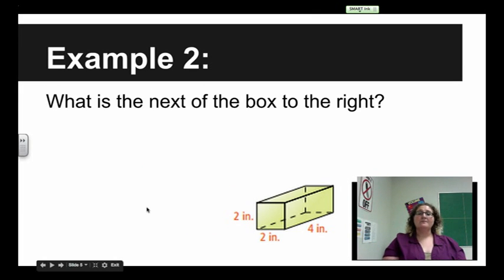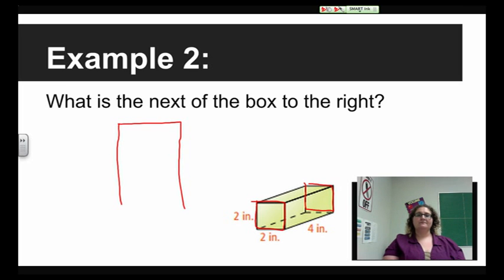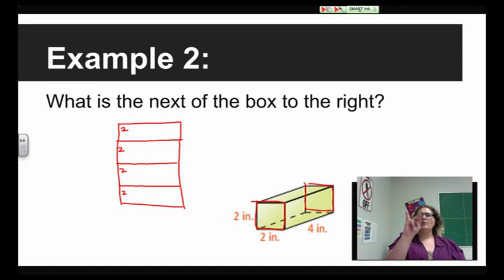Okay, it says, what is the net of the box to the right? Well, if we start unfolding this, notice how it wraps around the base right here, and it does the same thing over here. We'd have a rectangle. And the nice thing is that the base is a square, so each of them are equal. And to draw that more accurately, I'm going to divide in half and divide in half again. So these are each 2 units long. This is what's wrapping around the base. These lengths right here. And then I'm going to have the base.